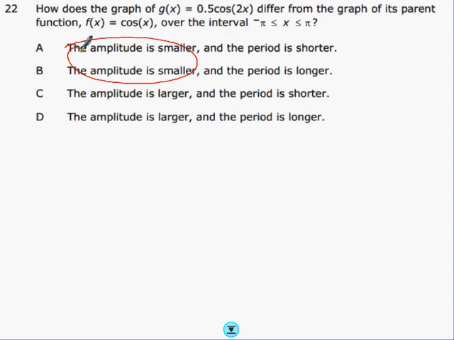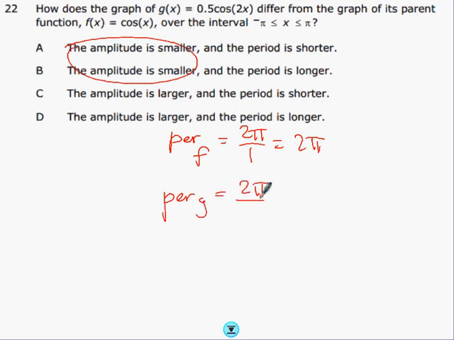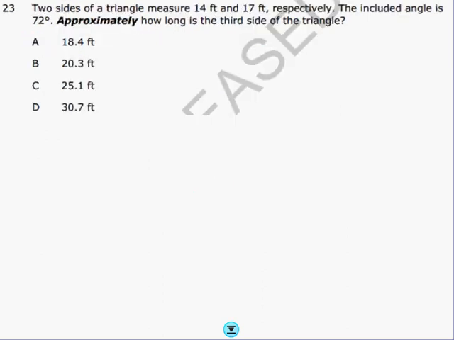Well, there's 2 ways to do this. One is to graph it, but we don't have to. Look, for f, the b, the number in front of x, is 1. So the period of f is 2 pi over 1, which is 2 pi. And g, the one we're interested in, its b is 2. 2 pi over 2 is 1 pi. So its period is only 1 pi, where f's is 2 pi, so its period is shorter. The answer is A.